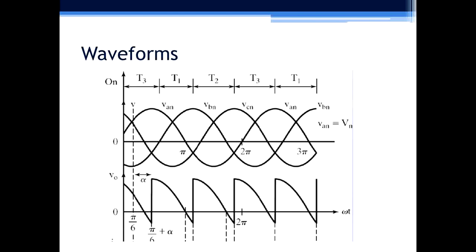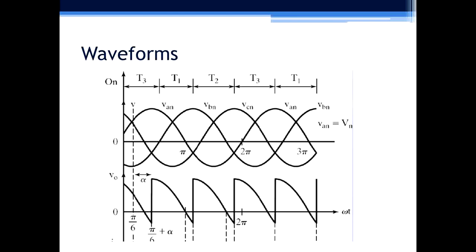We are assuming that the load is a highly inductive load. So 3 phases are drawn here, A phase, B phase and C phase. They are 120 degree phase shifted from each other. The first device is triggered at pi by 3 plus alpha. So T1 is triggered, and we assume that alpha is 60 degree here. T1 will conduct till T2 is triggered.